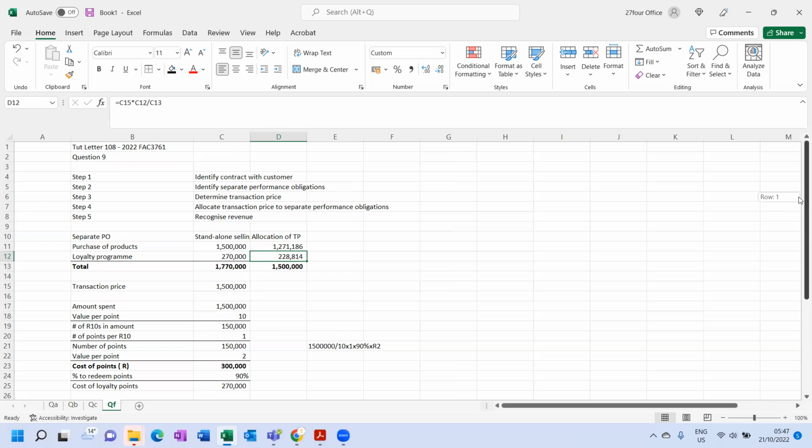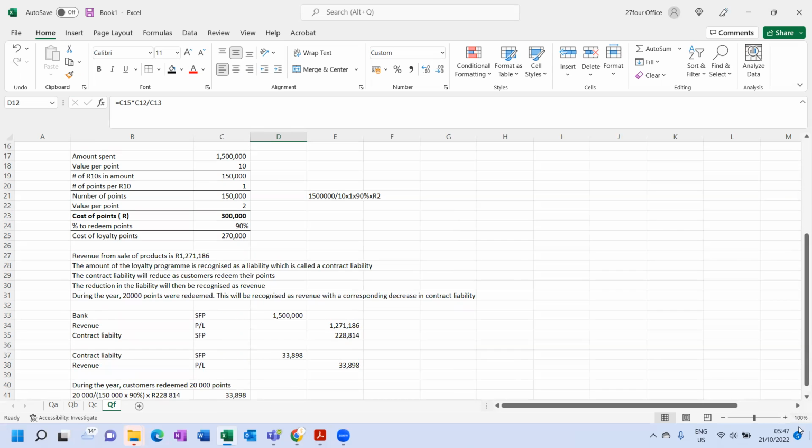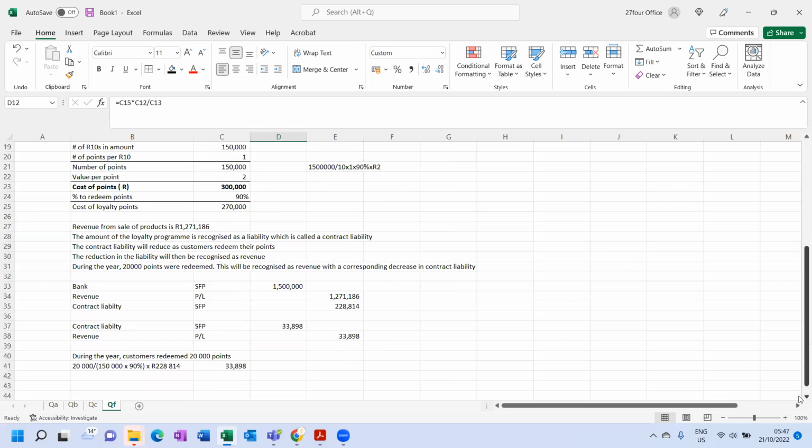So that's basically it for your 10 marks. You can look at the finer details of how they wrote the solution, but ultimately it will come down to this.